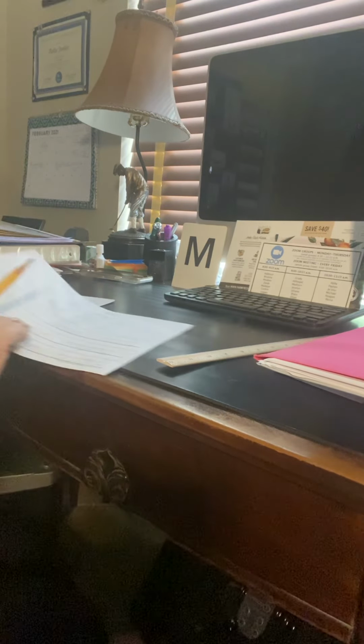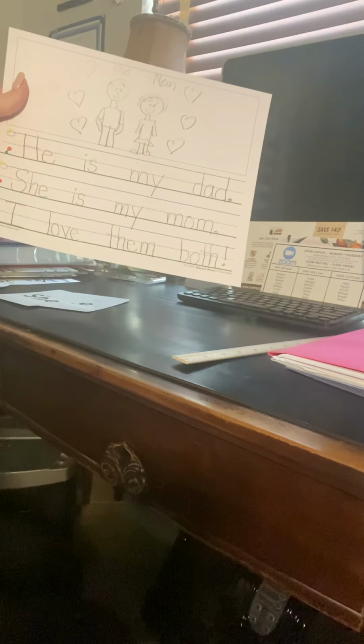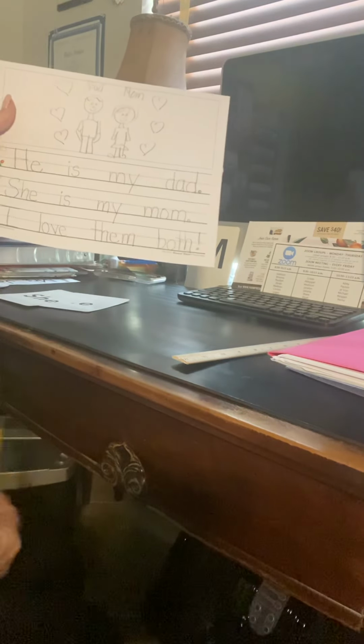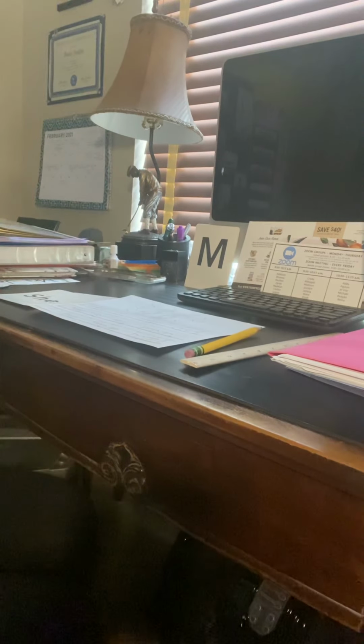If we left that word out, if I wrote he, my dad, that wouldn't make sense, right? If I wrote she is mom, that doesn't make very good sense. If I say I, them both, that doesn't make sense. You have to read your sentences and make sure it makes sense and you didn't leave any words out. Okay, so we're going to do a little bit of practice writing with our sight words he and she today.